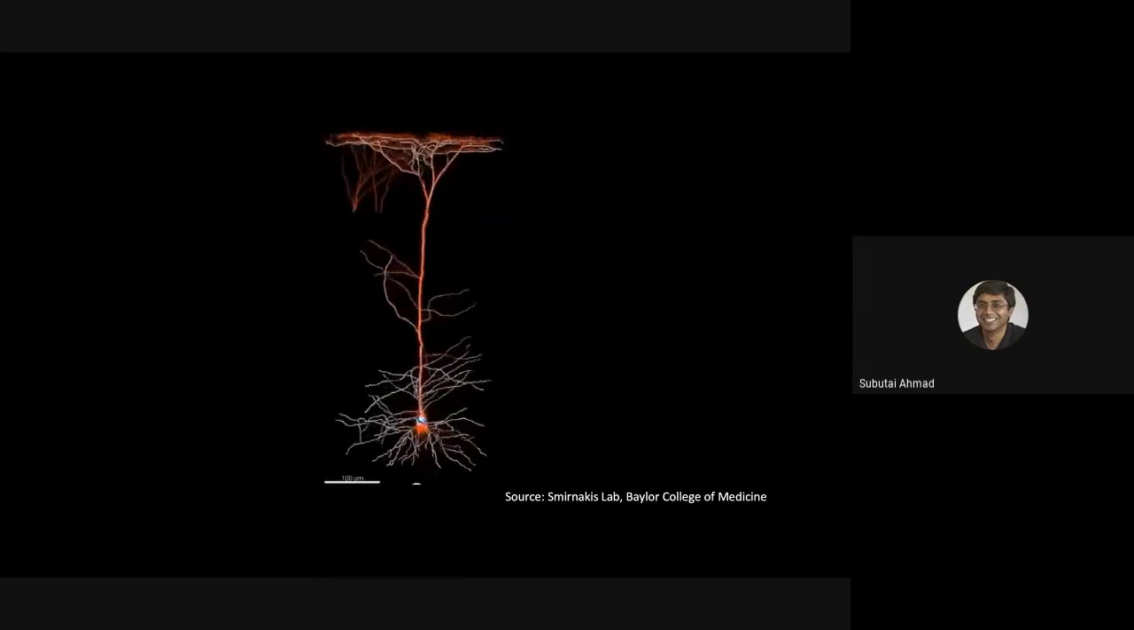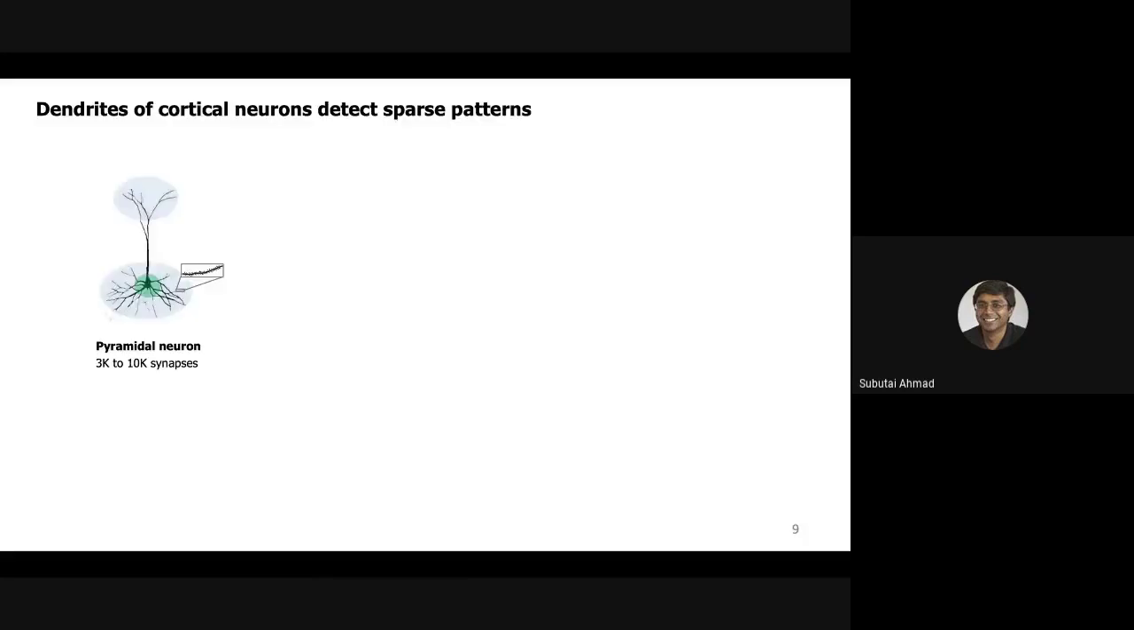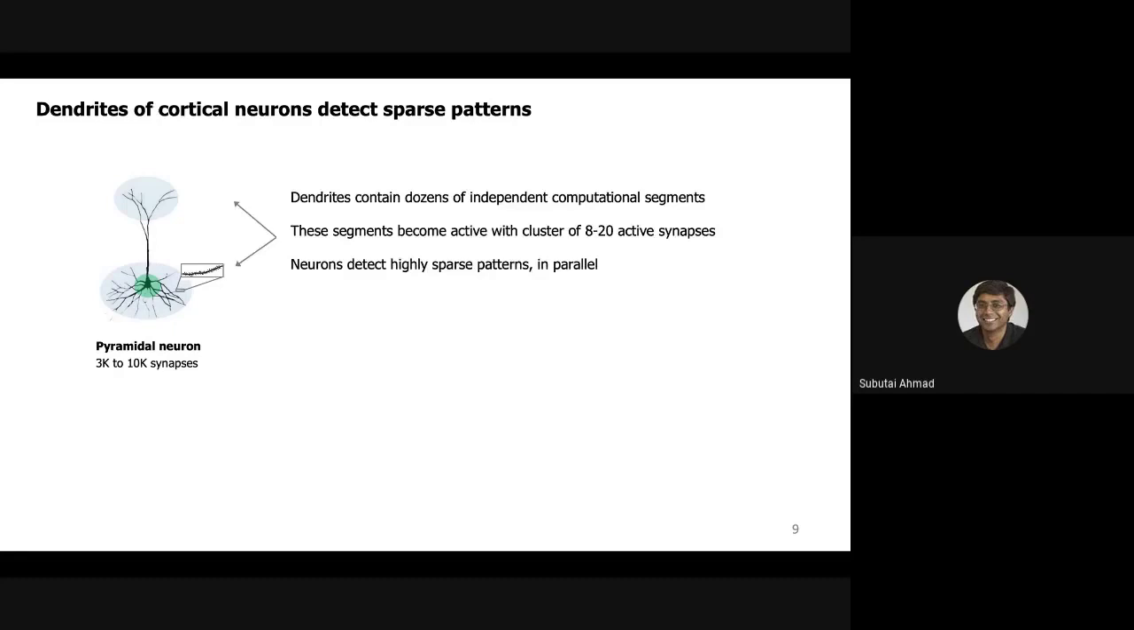And there are a couple of interesting things I want to point out. First is that if you look at the pyramidal neuron, it's actually a very sparse computing device. If you think about these dendritic segments where connections are made, there are actually dozens of independent computational segments, and each of these segments can become active with just 8 to 20 active synapses. And if you think about the fact that thousands of neurons are projecting into this one neuron, the fact that 8 to 20 synapses can cause something to happen is a remarkably sparse computation.